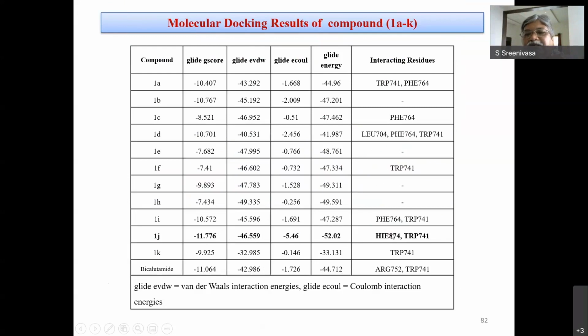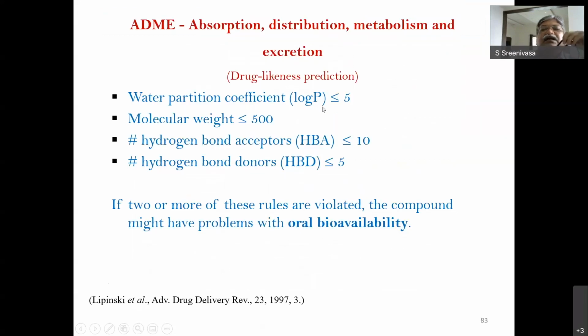The binding sites are histidine 874 and tryptophan 741. It is binding. This is tryptophan 741. Arginine is 752. See, just a small modification will change the position of attachment. So this is binding to these proteins, and this is binding to the same 741 and 874. Here it is 752, different amino acid units. These are the amino acid units. And it behaves as a drug, its solubility is there, and molecular weight is less than 500.